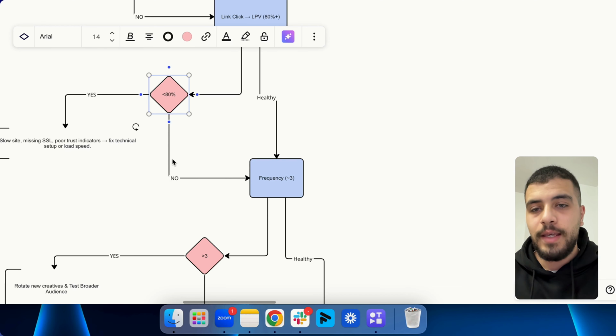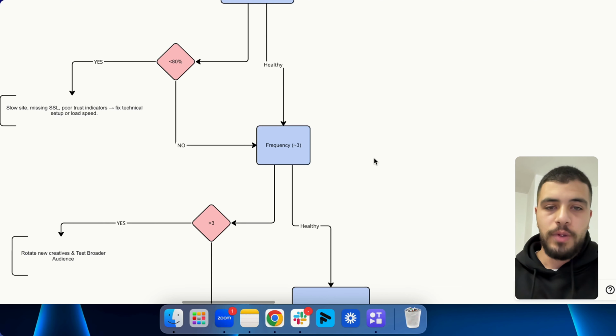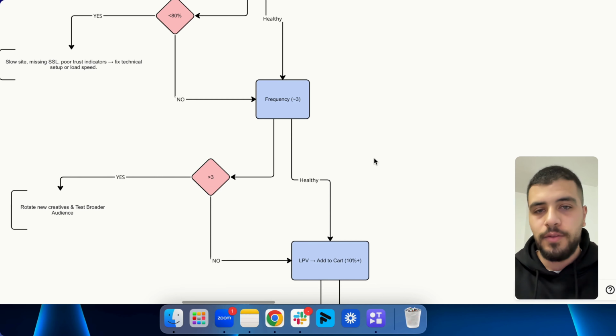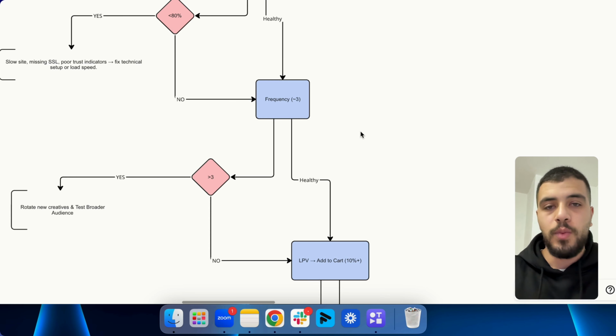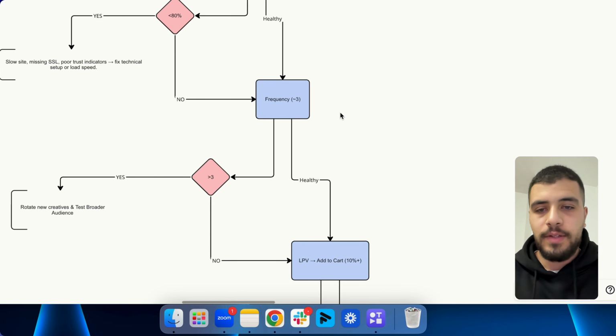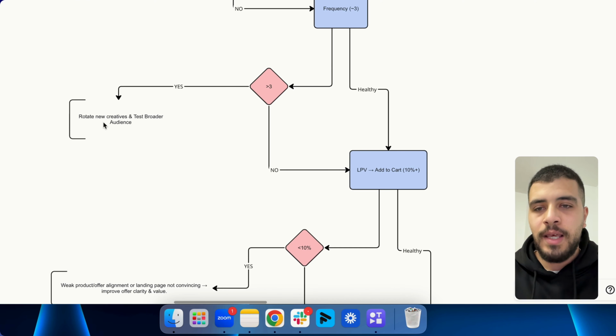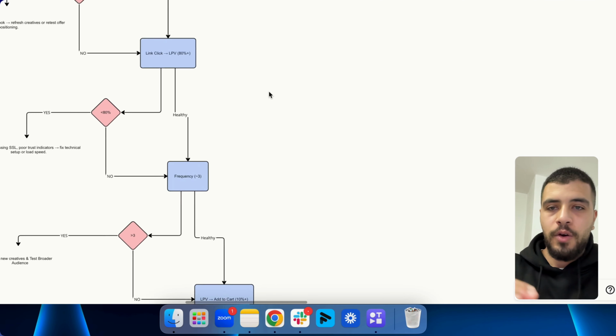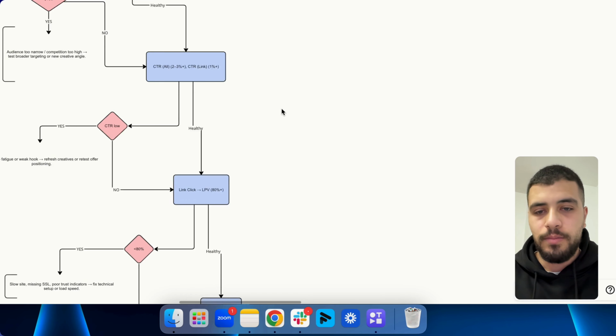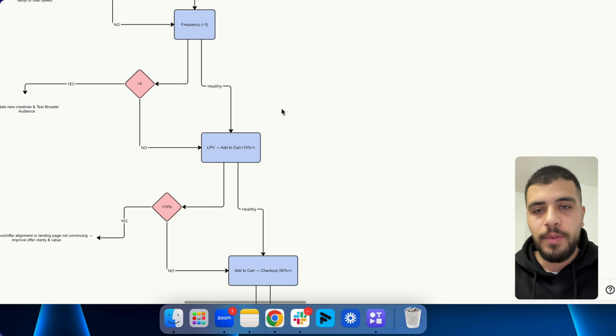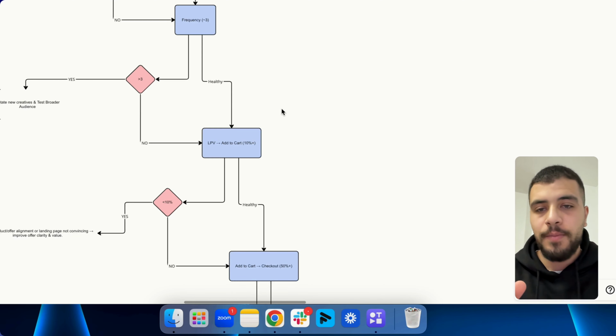So if the rate is above 80%, then the last thing that we check on the ad level, or in the ad account, is frequency. It's not a huge indicator, but usually as long as it's around 3x for the last 7 days, things are good. If it's above 3x, or above, I would say, to be honest, 4x, then you need to refresh new creatives and test broader audiences. Now, all of these metrics are ad account metrics, or pre-click or soft metrics. Now we'll be moving to post-click metrics.